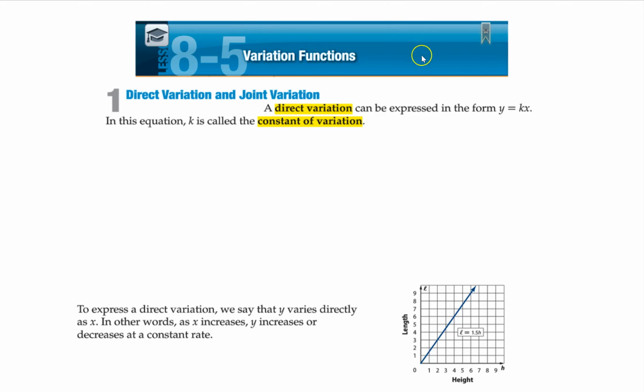8.5, variation functions. So this is all about just how to solve problems that deal with variation. Now there's different types of variation. There's direct variation, which we're going to deal with first. There's joint variation, which is very similar. And then there's inverse variation.